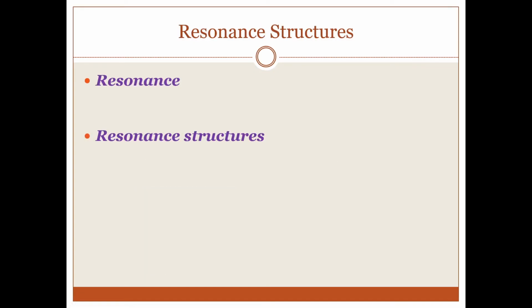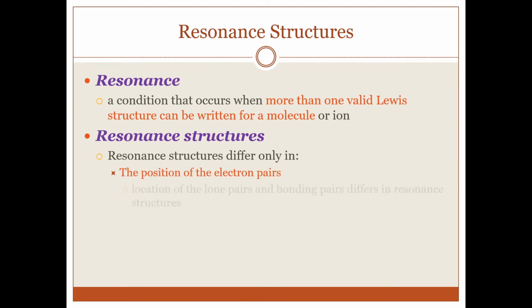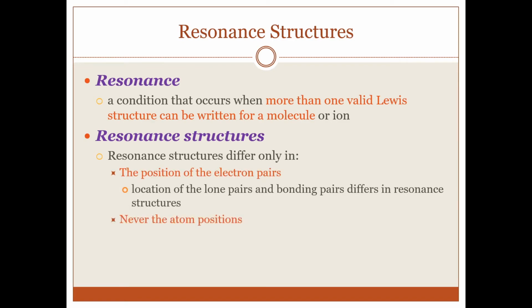Resonance structures. Resonance is a condition that occurs when more than one valid Lewis structure can be written for a molecule or an ion. Resonance structures are only going to differ in the position of the electron pairs. So the atom positions are never going to change. It's only the lone pairs or the bonding pairs that are going to differ.